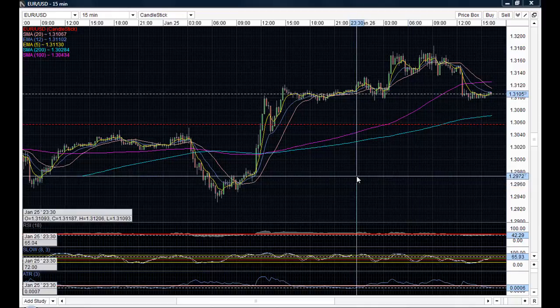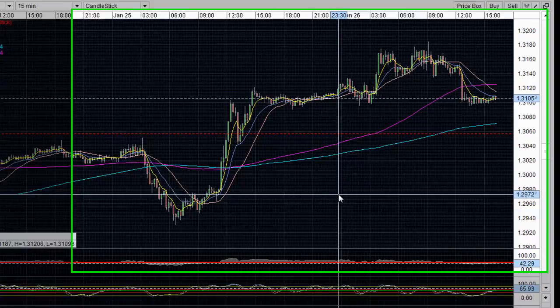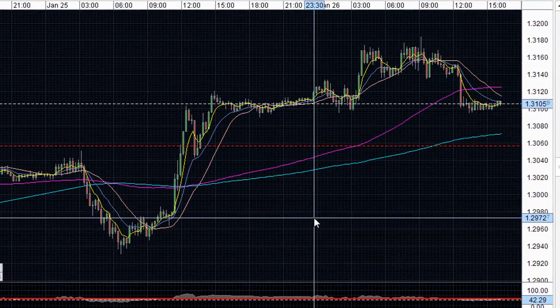Hello everyone and welcome to our next technical analysis review for the Euro US dollar pair. Today is January 26, 2012 and we are currently looking at price action on our 15-minute chart.